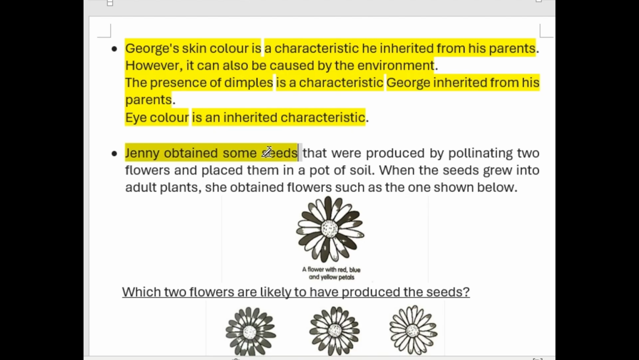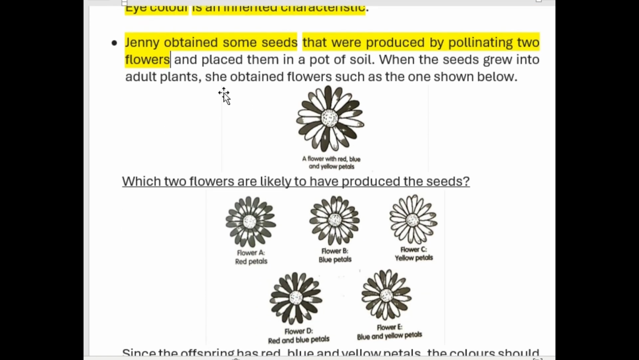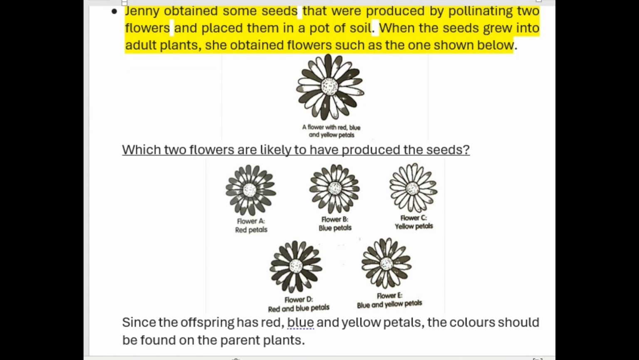Jenny obtained some seeds that were produced by pollinating 2 flowers and placed them in a pot of soil. When the seeds grew into adult plants, she obtained flowers such as the one shown below. Which 2 flowers are likely to have produced the seeds? Since the offspring has red, blue, and yellow petals, the colors should be found on the parent plants.